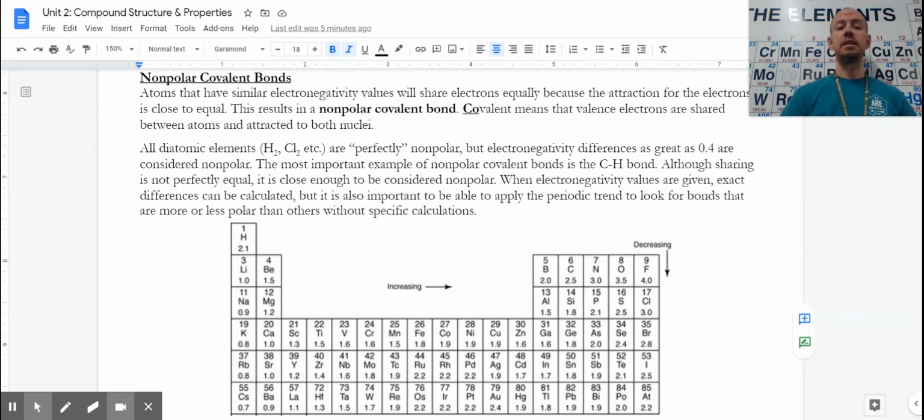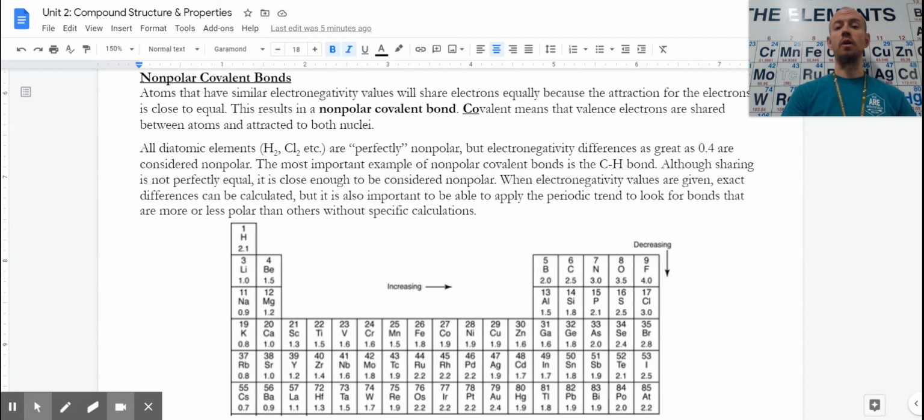When an element like hydrogen is bonded to another hydrogen, the attraction between the two atoms is exactly the same. Their electronegativity difference is 0, and they share electrons perfectly equal. We consider things all the way up to 0.4 in terms of electronegativity difference to be nonpolar. So you could be given values, and we've got some values here. If the difference is 0.4 or less, we consider that to be mostly nonpolar.